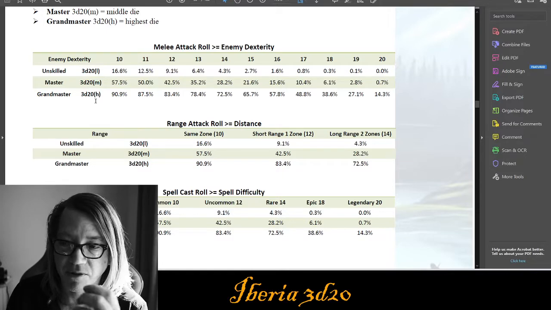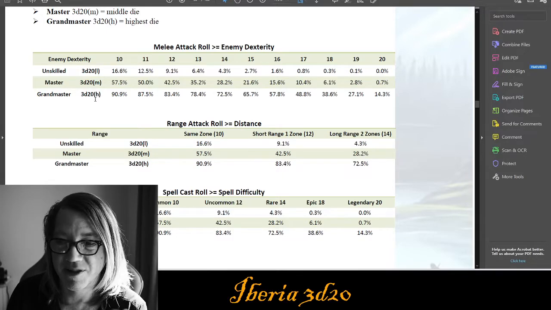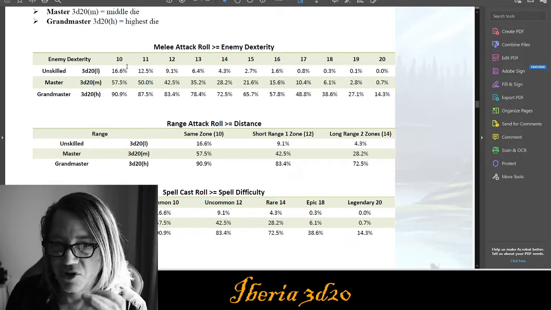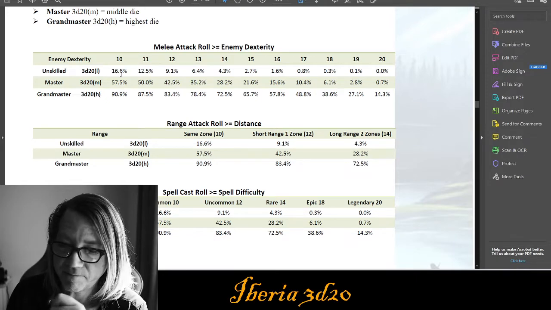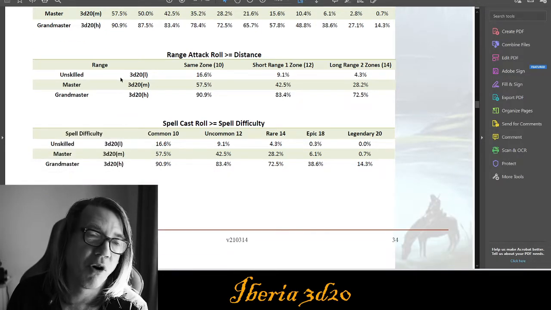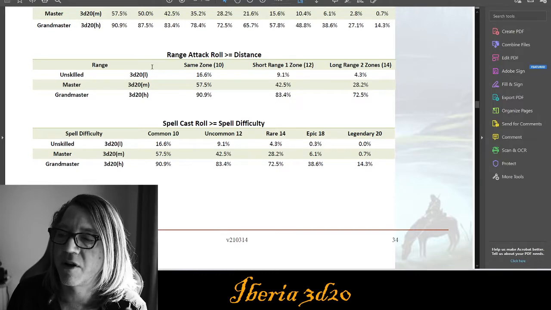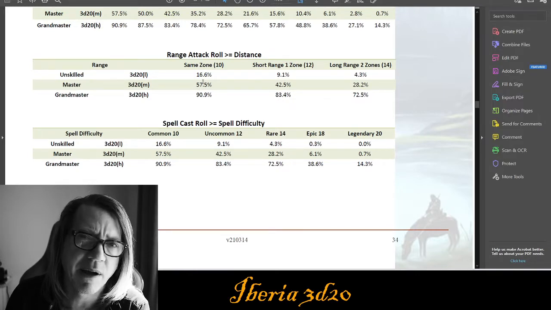Your grandmaster has a 90% chance because you're using the high die. And so that's how melee attack works. Range attack, if you're using a bow, a crossbow, or throwing a dagger, you can throw in the same zone. We use zone combat. Talk about that later.